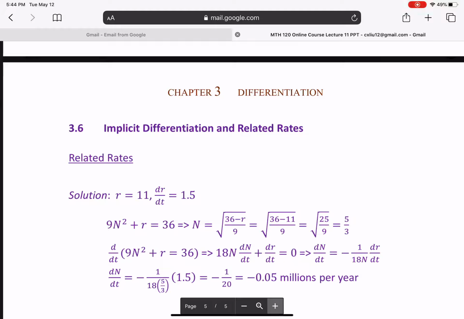So this is a decrease in housing starts because of the increase in the mortgage rate. So that makes sense. So that's the end of this section.